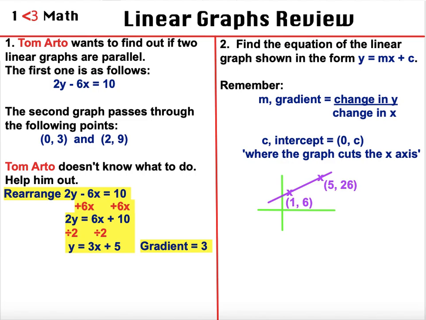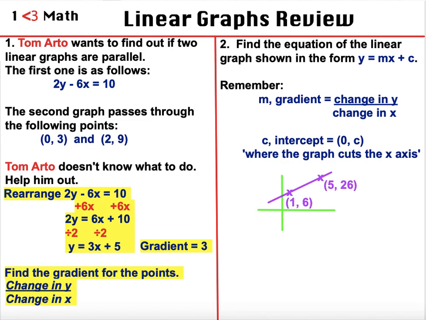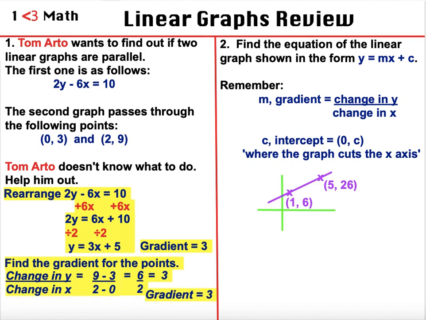Now we're going to look at the second graph, and find the gradient for those two points. The gradient is calculated change in y divided by change in x. I'm looking at the y coordinates, that's the 3 and the 9. So the change in y is 9 take away 3, and the change in x is 2 take away 0. Remember to always start from the same coordinate. From 3 to 9 it goes up 6. From 0 to 2 it goes up 2. So we can calculate the gradient, 6 divided by 2. That gives us 3. So the gradient of the line that passes through the two points is 3. The gradient for both of those graphs is 3, and that means that the graphs are parallel.